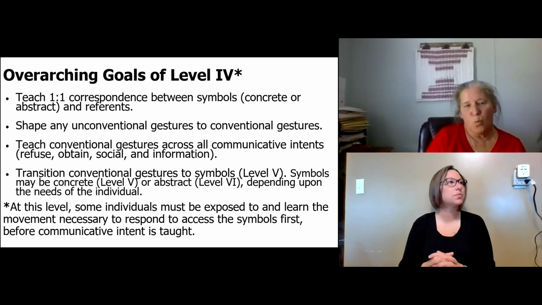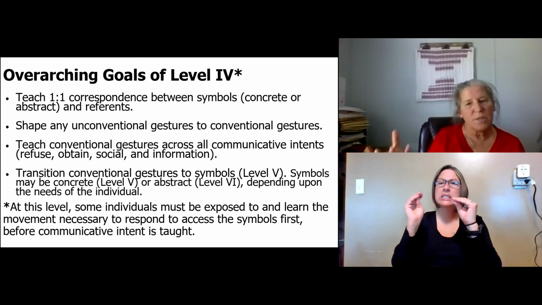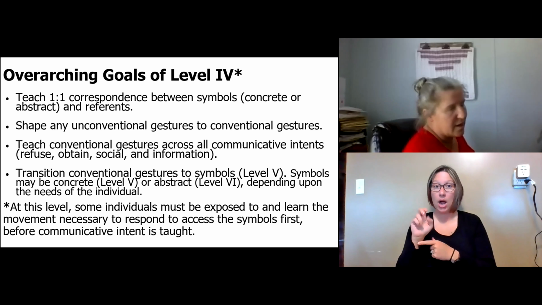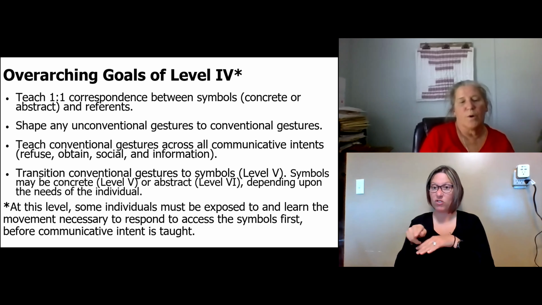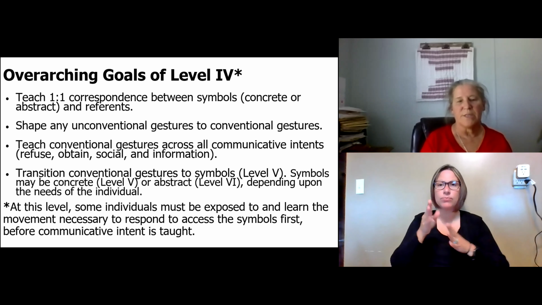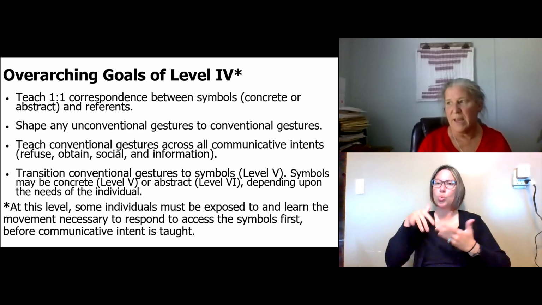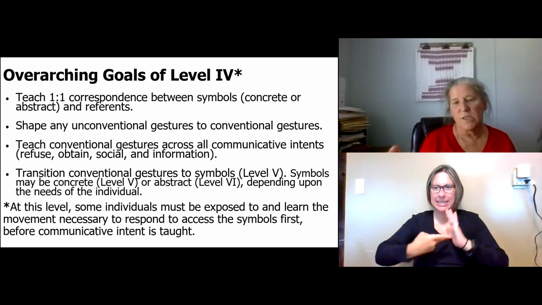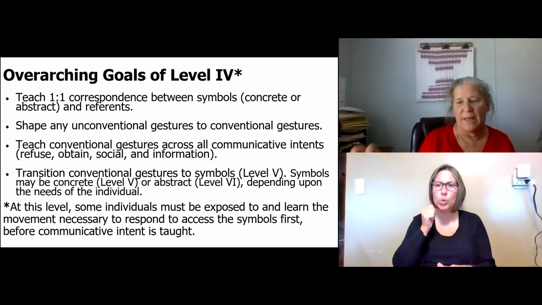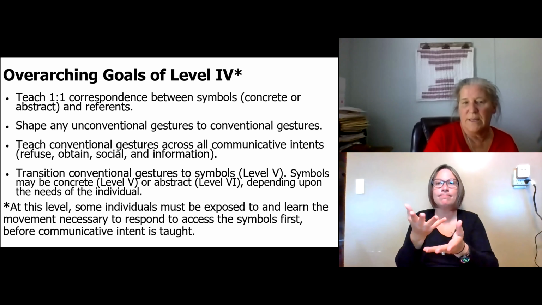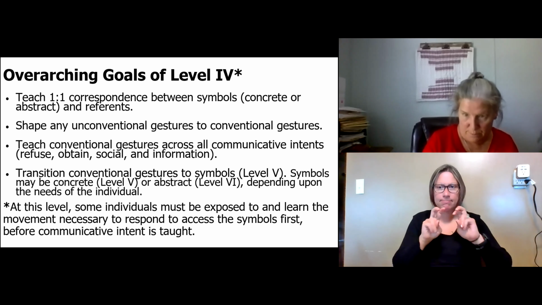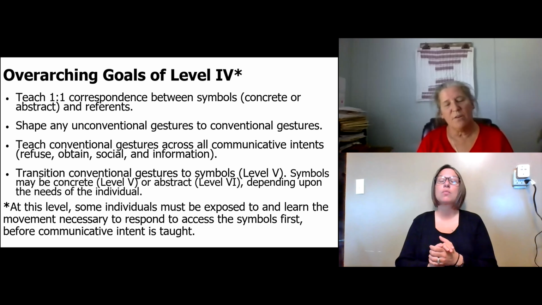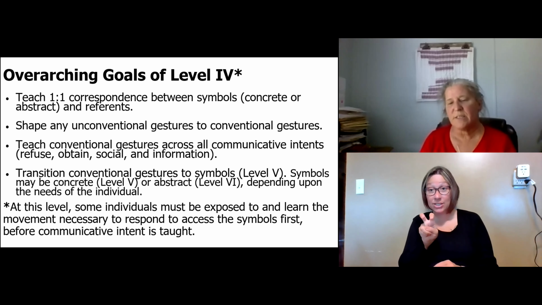We also want to teach one-on-one correspondence between the symbols, concrete and abstract, and the reference. We're going to shape those unconventional gestures, like I said before. We're going to teach those gestures across all those intents. So we're really going to be starting to think about the refuse and obtain, social, and information. So the first time, that's when information is starting to come in at this level. So we're going to start really looking at all the intents and starting to pull more of those intents in. And we're going to transition from conventional gestures to starting to use symbols.